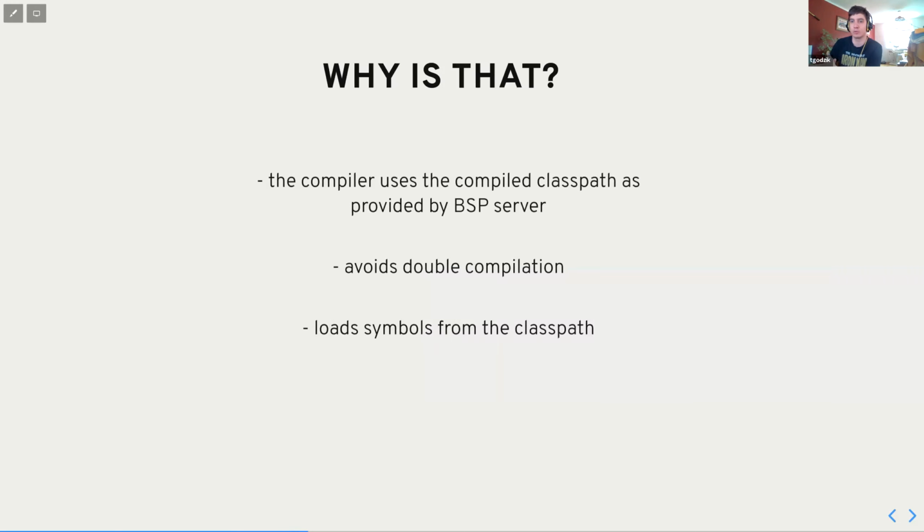Why is that? The way it works is that we currently use the class path as given to us by the build tool via BSP. So each time you save a file, it gets compiled, and then the presentation compiler gets that class path and uses the information from that class path to provide basically everything. For example, completions, hovers, everything. And if that data is not compiled, we'll have an old view of what's going on.